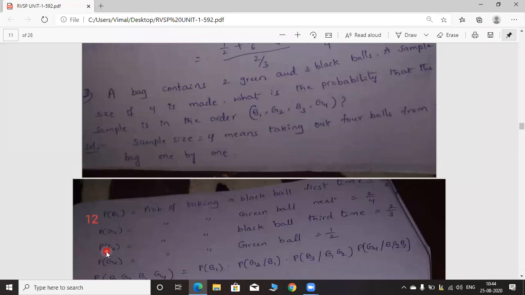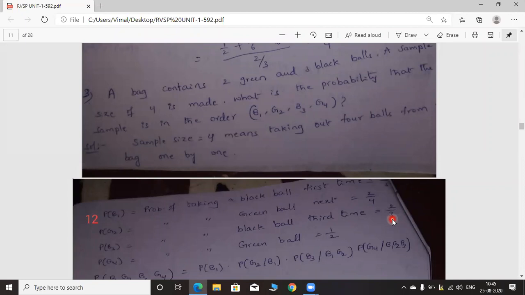Next, probability of B3. B3 means we are taking the black ball while picking the ball the third time from the bag. So what is the probability of taking a black ball the third time? How many black balls remain in the bag? Only 2 black balls, because one black ball is already picked the first time. So we have only 2 black balls in the bag. So 2 by 3. Again the denominator is decreased by 1 because we have only 3 balls in the bag.